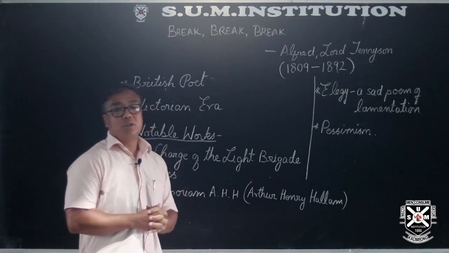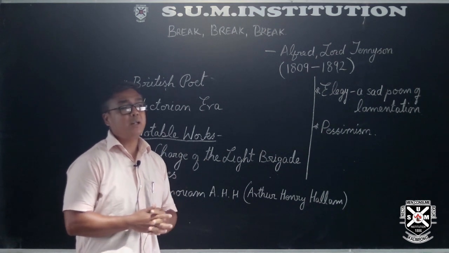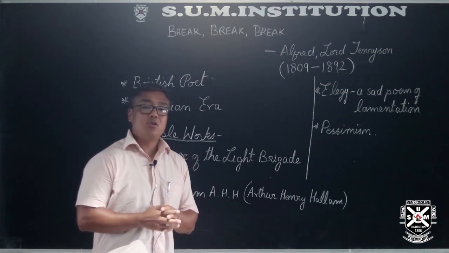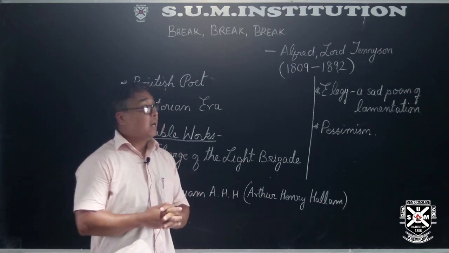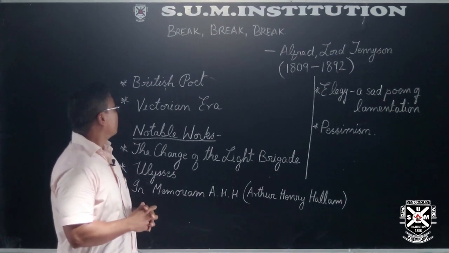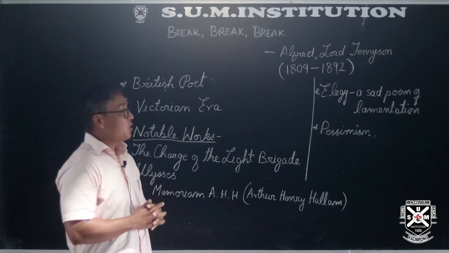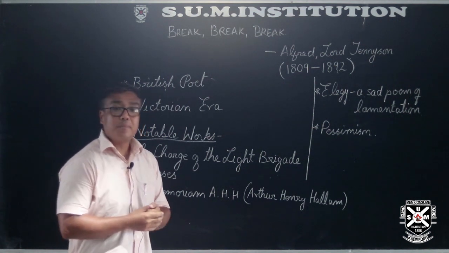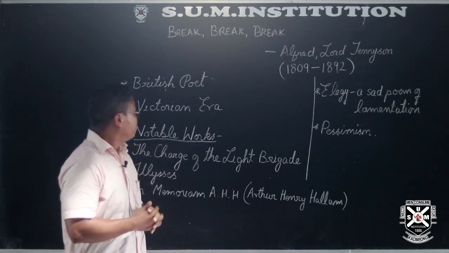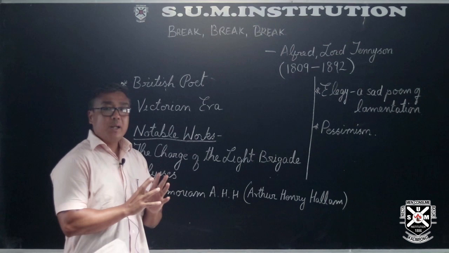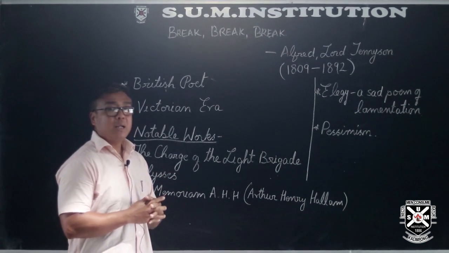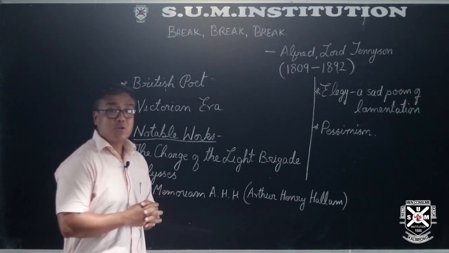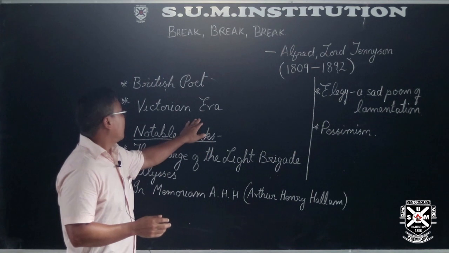Now, the history of English literature is divided into several or various eras or ages. For example, the Elizabethan age, the Romantic age, and the modern age. Alfred Lord Tennyson belonged to the Victorian age. Now, Victorian age refers to the period when Queen Victoria ruled over the United Kingdom of Great Britain. So, when Queen Elizabeth ruled over England, it is known as the Elizabethan period or Elizabethan age. Similarly, Queen Victoria's reign is known as the Victorian era.